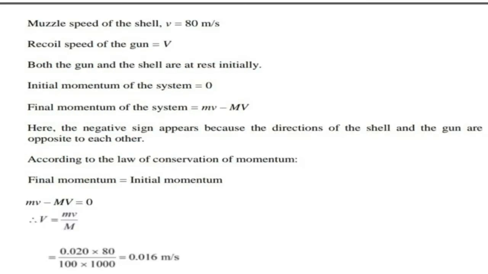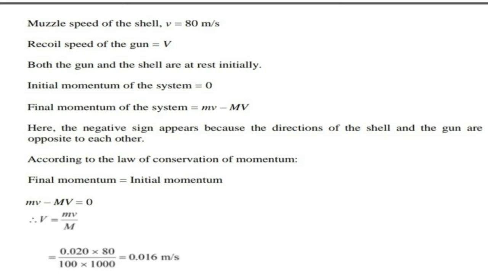We can directly use the equation, that is mv by M minus mv by M. Here only the speed is asked, so there is no need of considering that sign. So either you can apply the same equation or we can follow the steps.